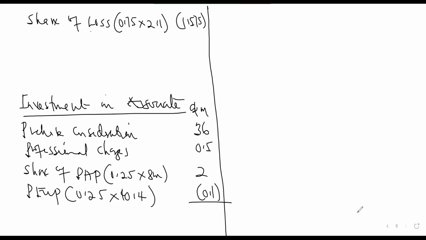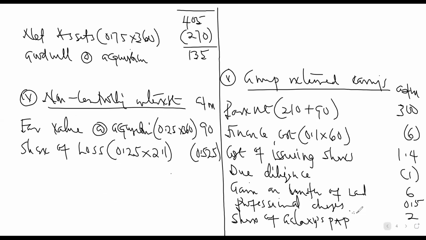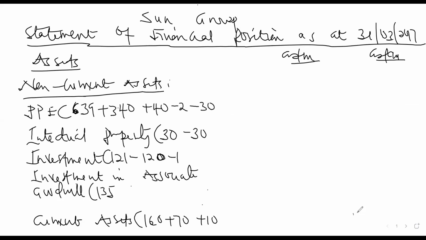Let's do the investment in associates. 36 plus 0.5 plus 2 and 0.1. 38.4. So we have the investment in associates, 38.4. So you can just put the working there. Okay, working check, 38.4. Let's come to the goodwill. Goodwill will be working 3. That will be 135. Our intellectual property investment will be dash.